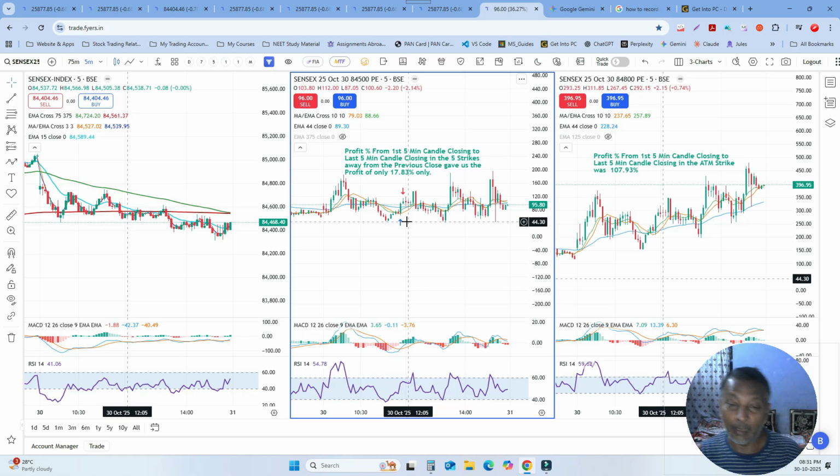Only some very liquid, highly liquid stocks, because even if they move in a choppy structure, the ATM or ITM options are really going to beat your expectations and give very good returns and profits in terms of percentage.